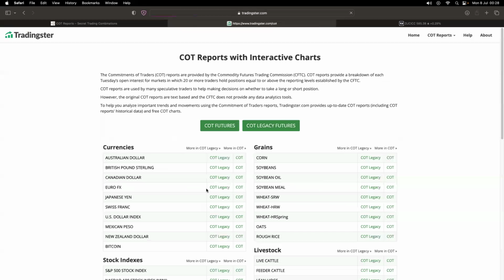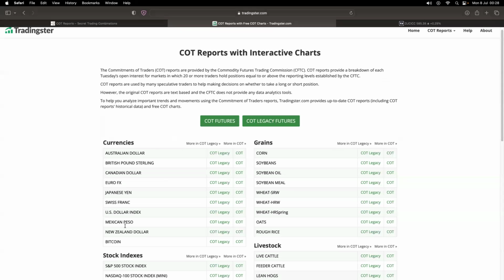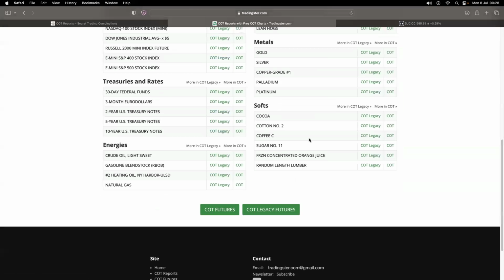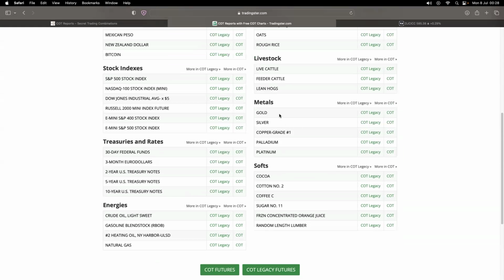Look at diversifying yourself. Don't just focus on these guys, right? Diversify. Go into a little bit of the energy ones, go into a little bit of the soft ones, go into a little bit of metals, and you have the EA, right? That does your stop loss and take profit.